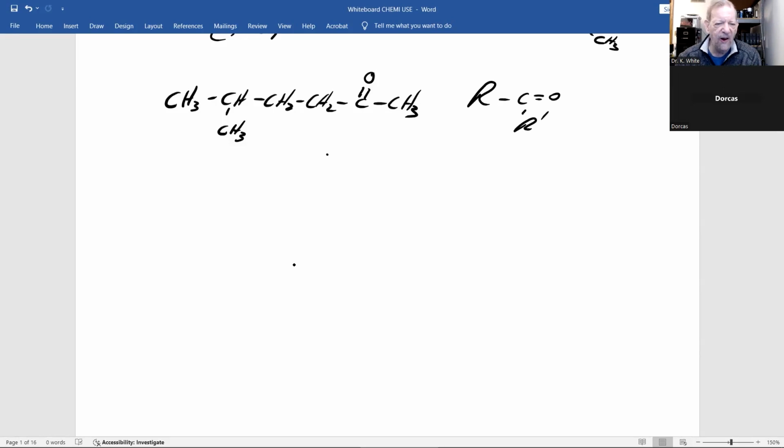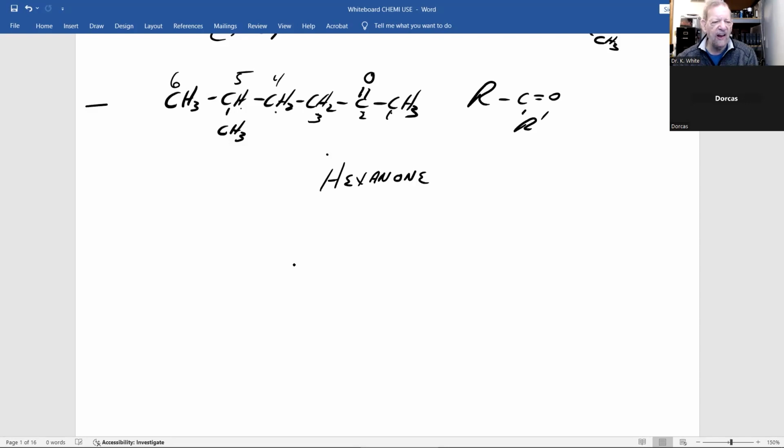And what's the longest chain? 1, 2, 3, 4, 5, either 6 or 6 here. So 6 carbons is the longest chain. And you should know that's hexane. But it's a ketone, drop the E, add O-N-E, hexanone.